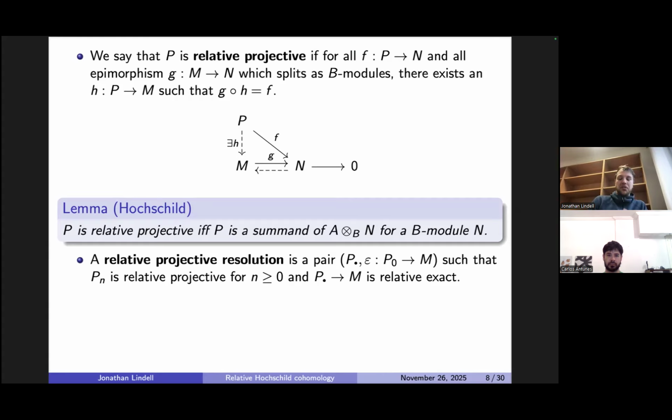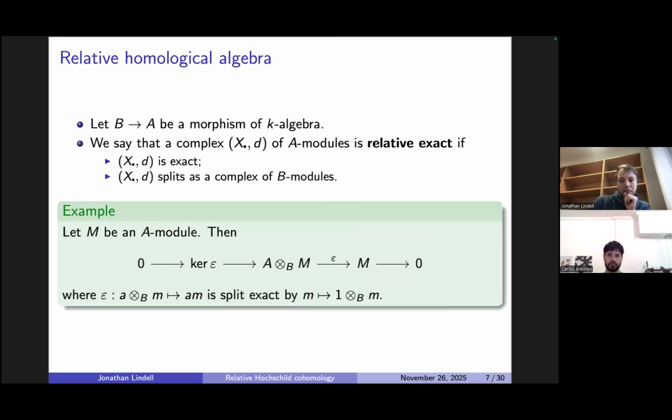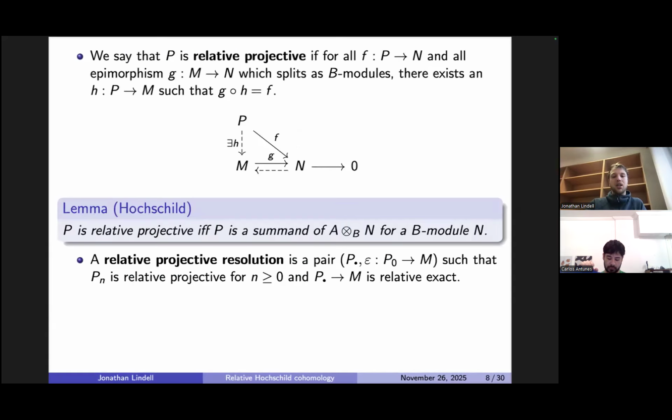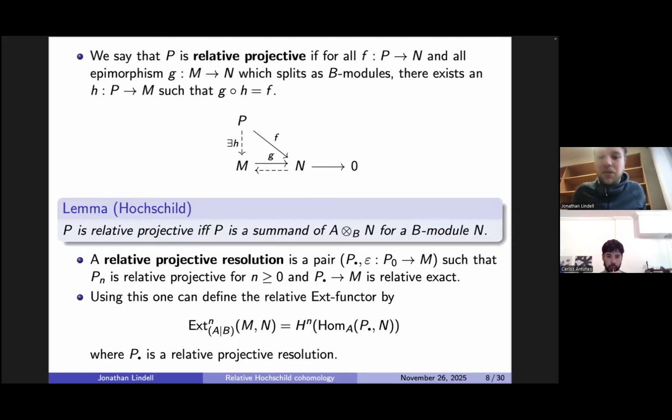And I should note that every module has a relative projective resolution, by just repeating this example here. Since by the lemma, A tensor M over B is projective, we can just continue on like this and build a projective resolution.